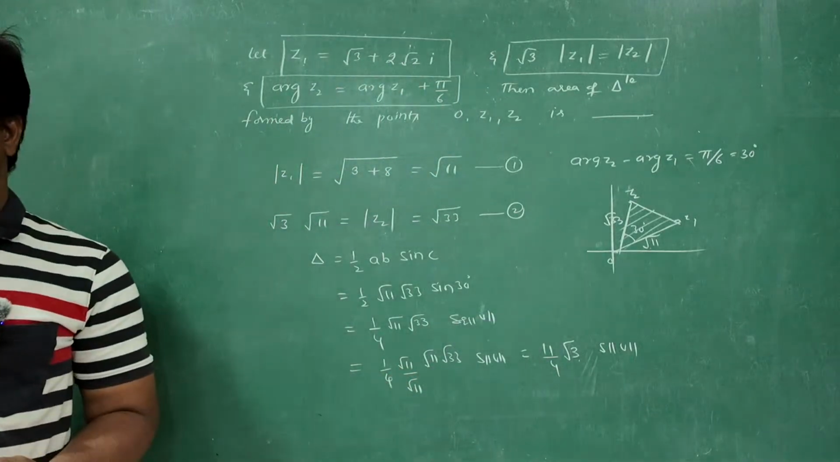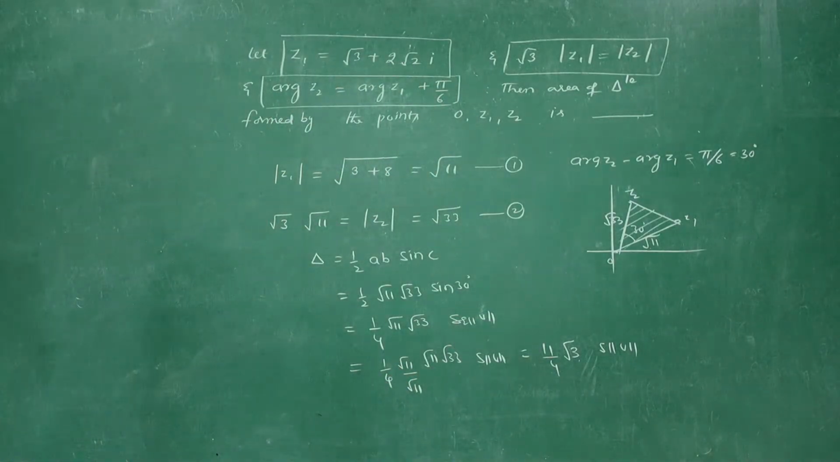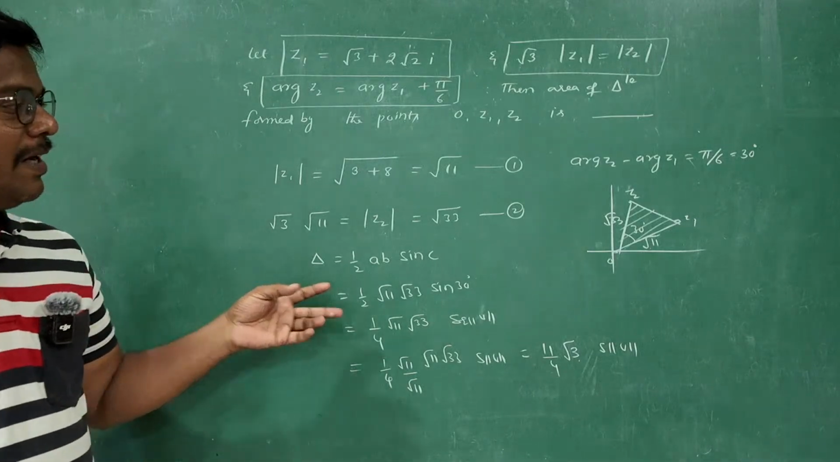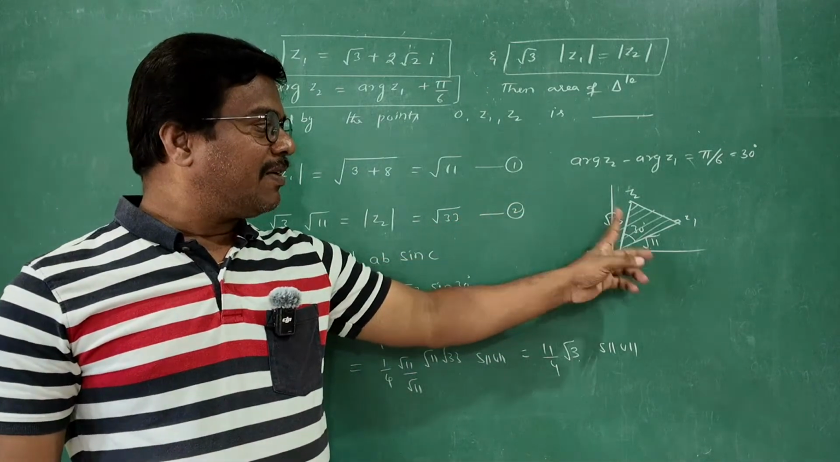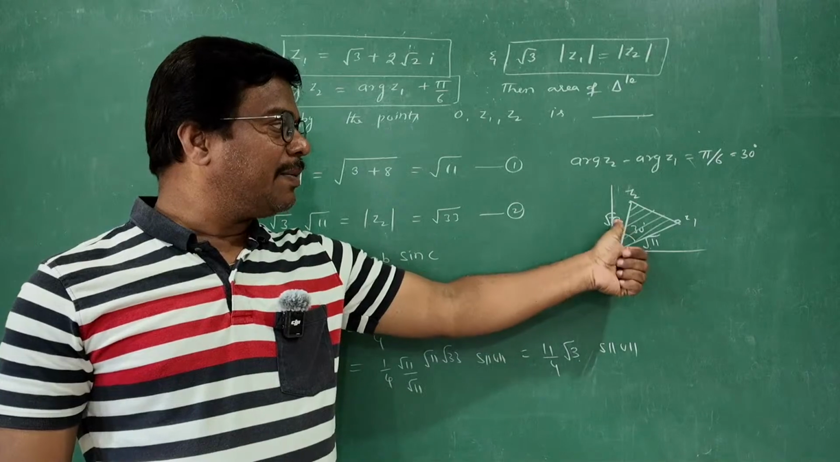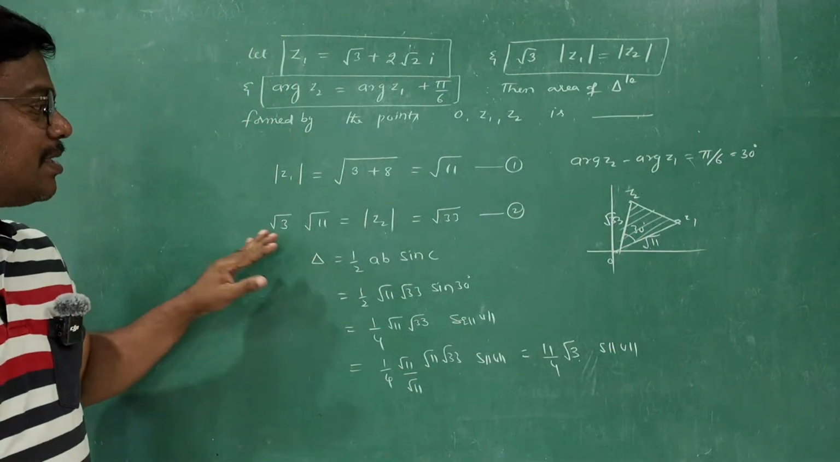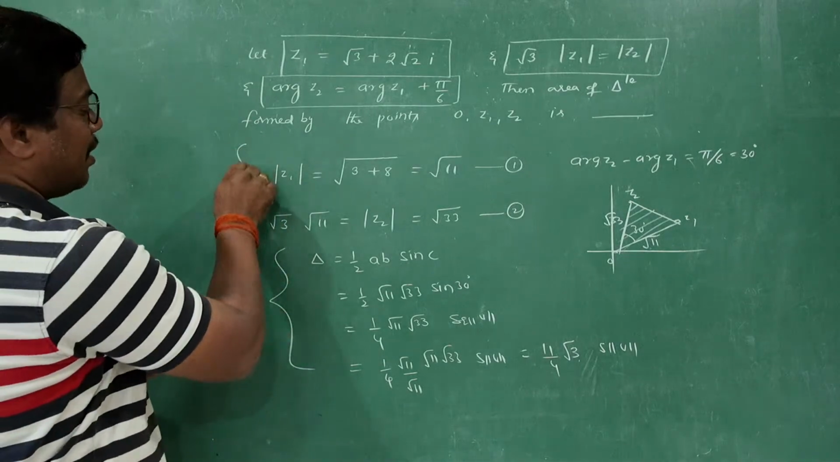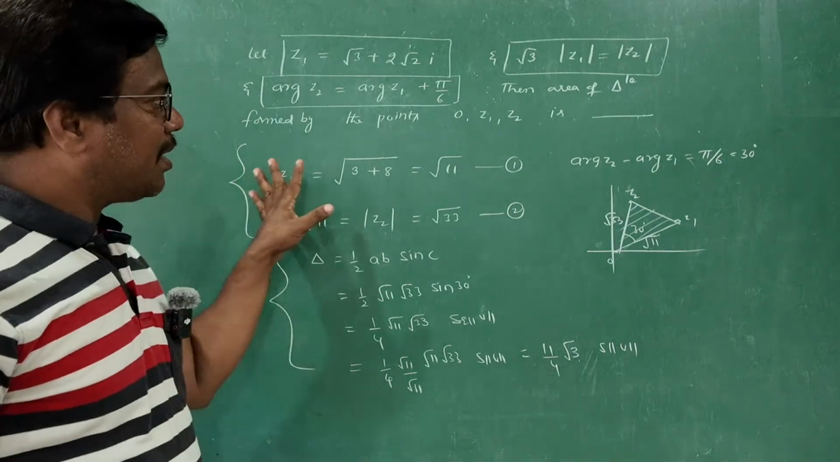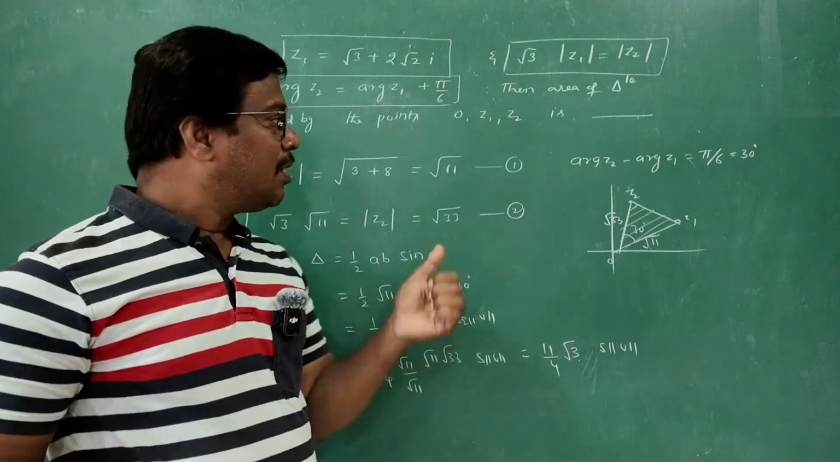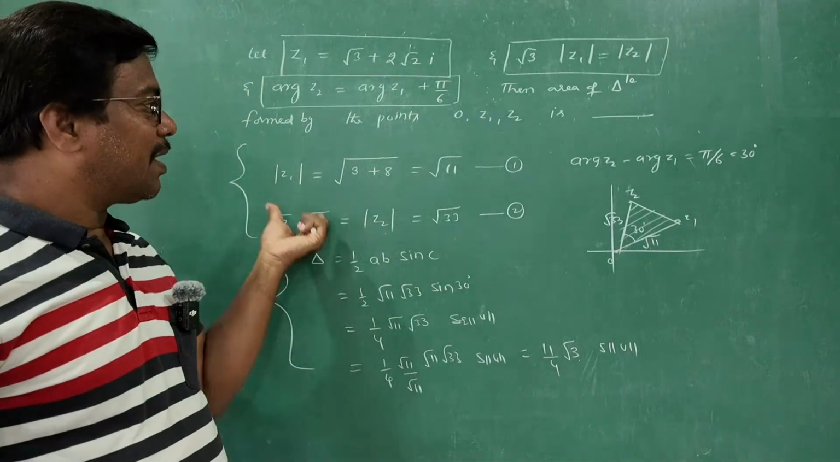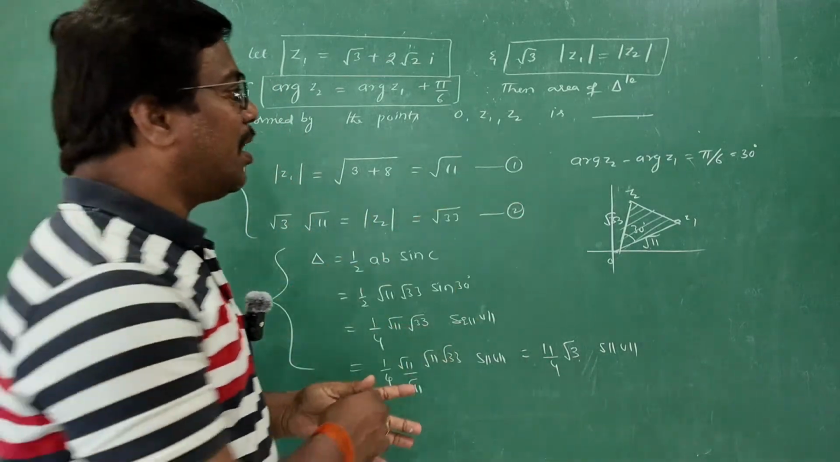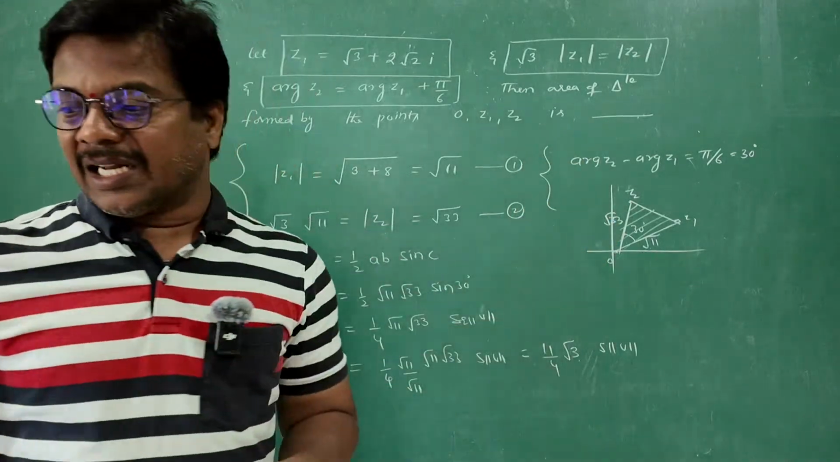Very simple question. Properties of triangles application. When two sides' lengths are given and the angle between the two sides is known, then this is the area of the triangle. Properties of triangle, and in complex numbers, here the concepts used are distance, the length of a complex number, as well as the argument concept. Let us move to the next one.